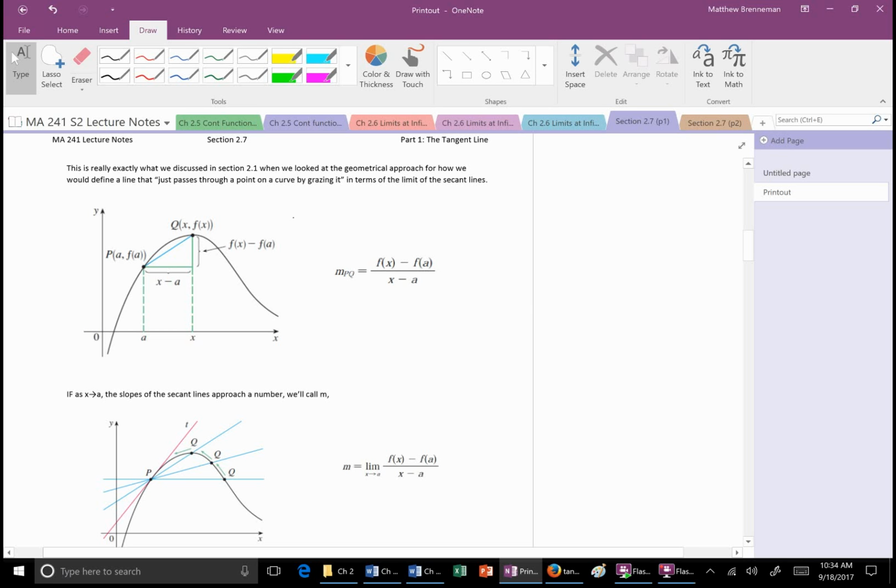This is what we're saying. If this limit exists from both sides, and that's what it means for a limit to exist, it means from both sides when we're looking at a general limit, then the tangent line exists at that point.